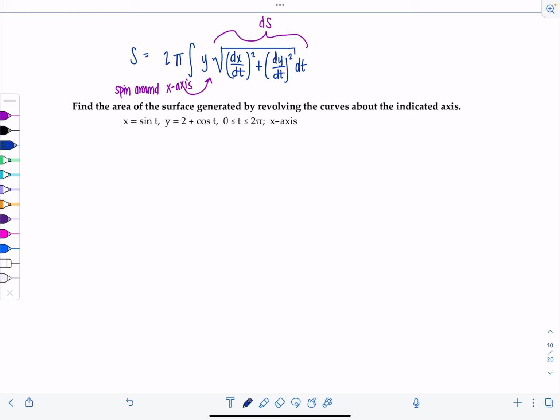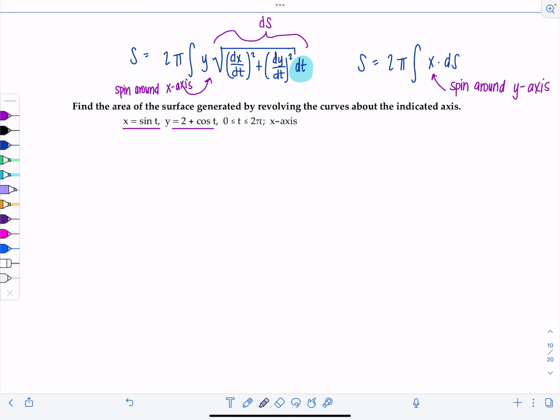And then if you're spinning around the y-axis, then you would have 2 pi times the integral of x, and I'm just going to write ds because I'm tired. This is if you spin around the y-axis. And you're not going to actually leave x or y in the integral. You're going to replace them with the appropriate parametric equation because this is an integral in terms of t. So everything needs to be t's.